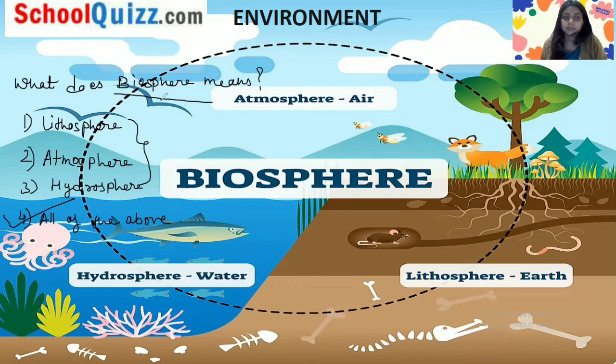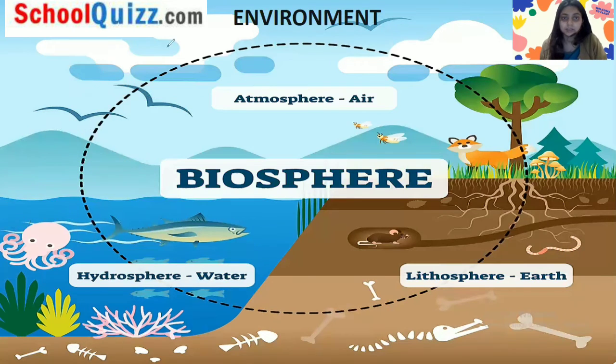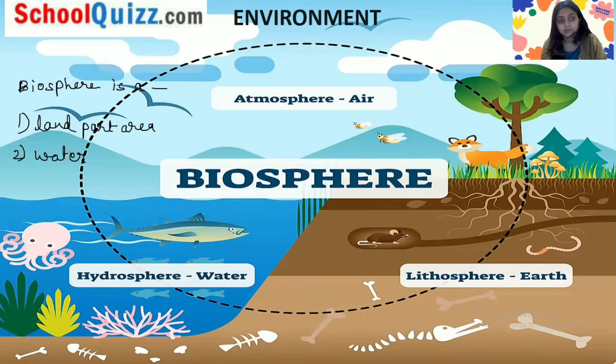Okay, so let's take a question like this: choose biosphere is A. Okay, you have number one, land part area. Number two, water area. Number three, that supports life. So you have three options, so pause the video and mark the correct one.